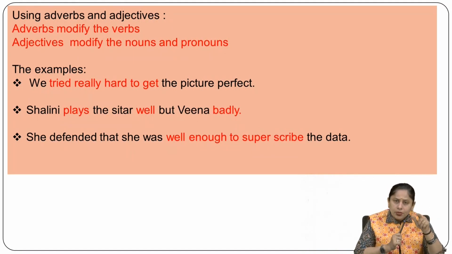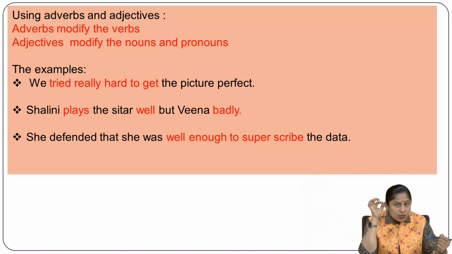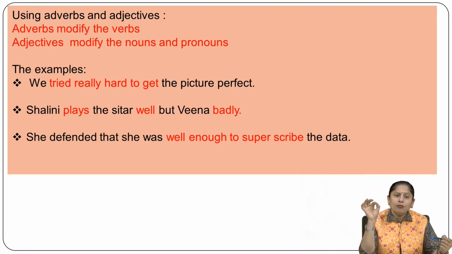And in the matter of adjective modifiers, they are the noun and pronoun modifiers. Adjectives are the noun and pronoun modifiers, so they prefer to come sometimes before the noun or after the pronoun, but they must be adding something more about the nouns or pronouns. These are the two things which you have to keep in mind while understanding the modifiers.